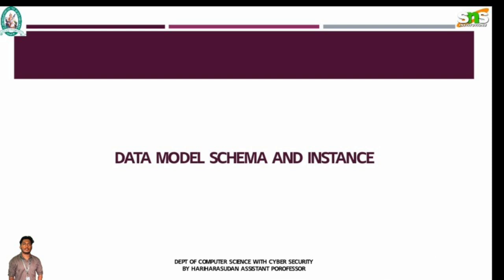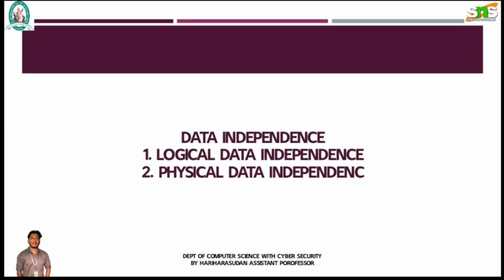Instance. The data which is stored in the database at a particular moment of time is called an instance of a database. Next, let's go with data independence. Data independence refers to the characteristic of being able to modify the schema at one level of a database system without altering the schema at the next higher level.